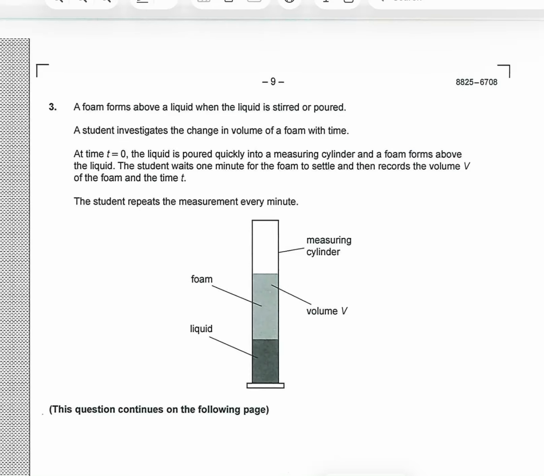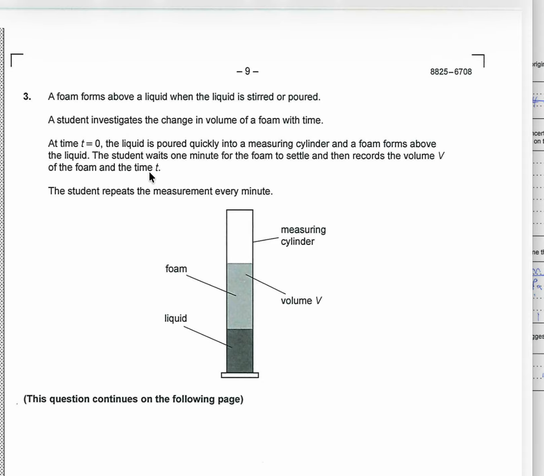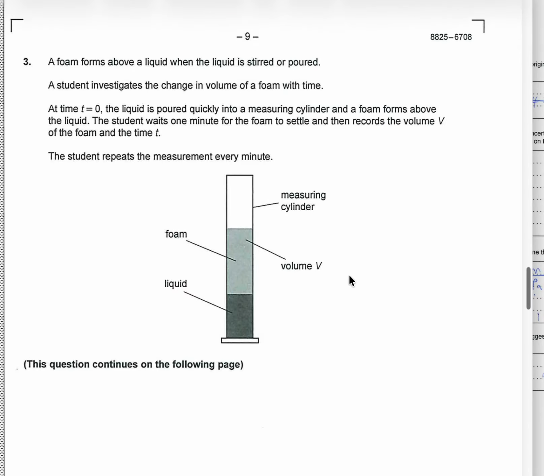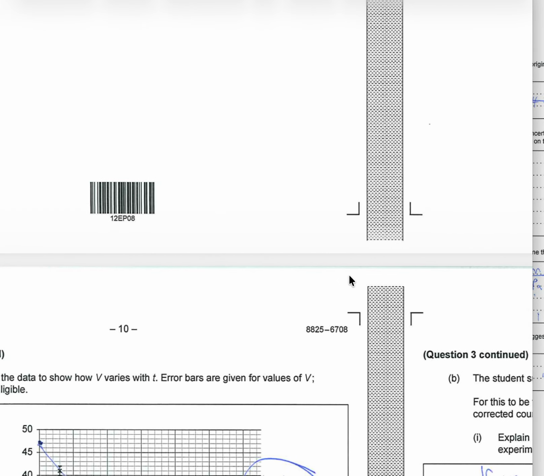All right, really nice question here. This is certainly an experiment I've done in class. I'm sure you have too. Okay, we're looking here at the analysis from the foam experiment where you stir some foam or pour it in and you look at the volume over time. Now this is used to replicate radioactive decay, and that's what we're looking at in this question.